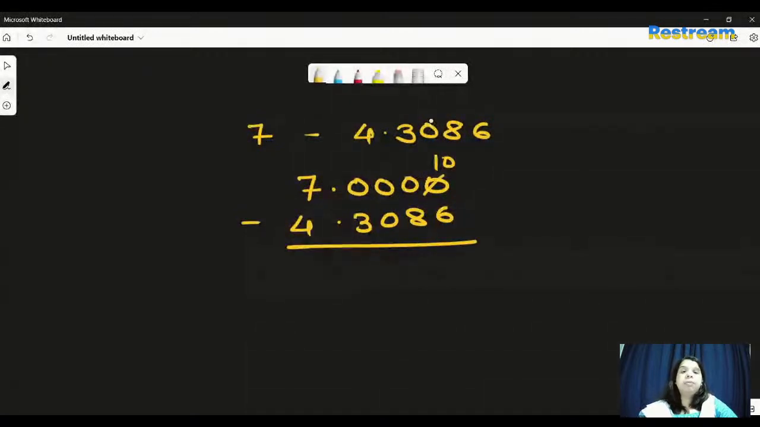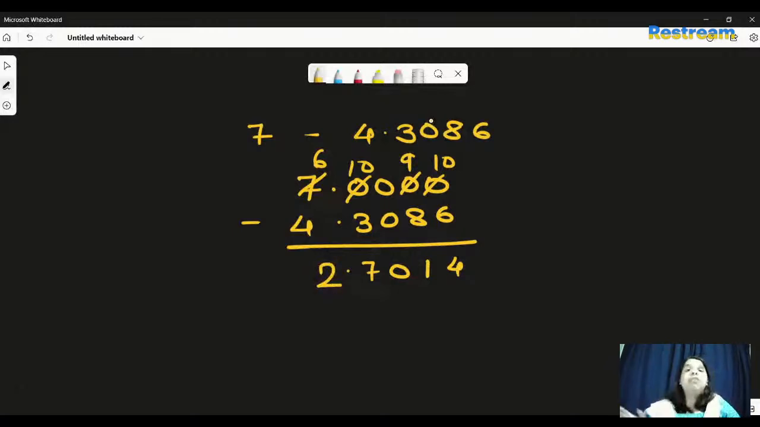Okay. So this becomes 10. 10 minus 6 is 4. This becomes 9. 9 minus 8 is 1. This again becomes 0. Then this becomes 10 again, and this becomes 6. 10 minus 3 is 7, and 6 minus 4 is 2. So it is again simple subtraction like we used to do for whole numbers. Okay. So we are going to stop here today with our live session.